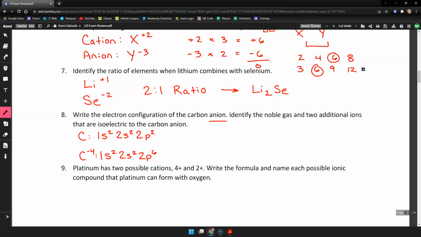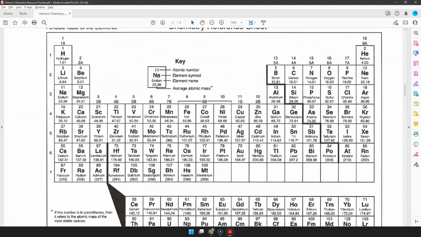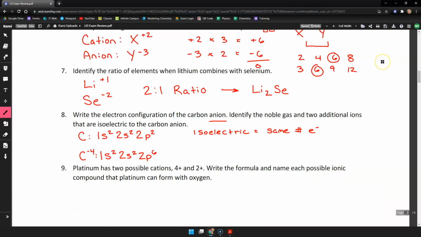All right, so isoelectronic means you have the same number of electrons or the same electron configuration. So if we go to our periodic table, neon has the same number of electrons. So the noble gas would be neon.